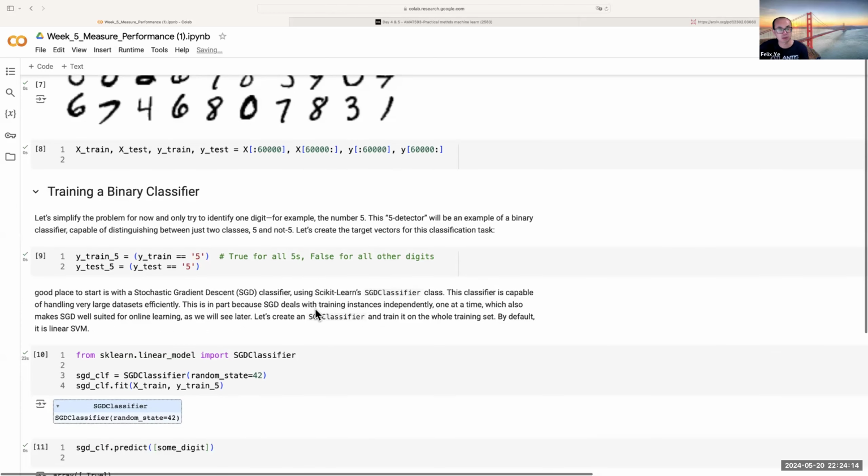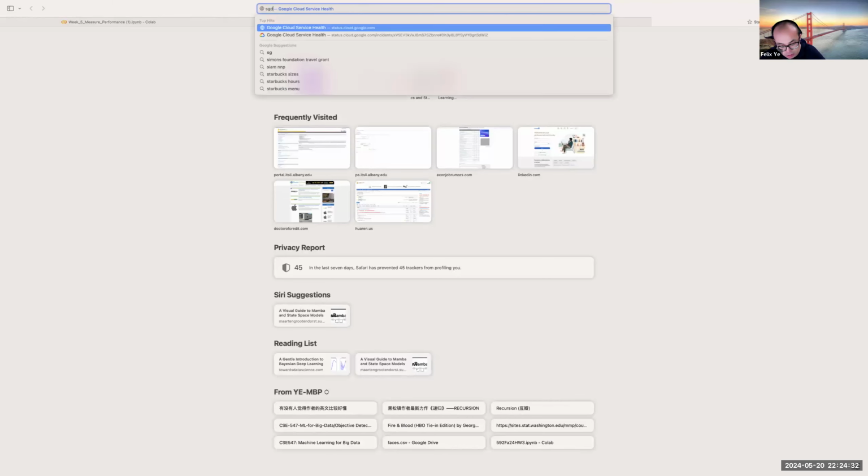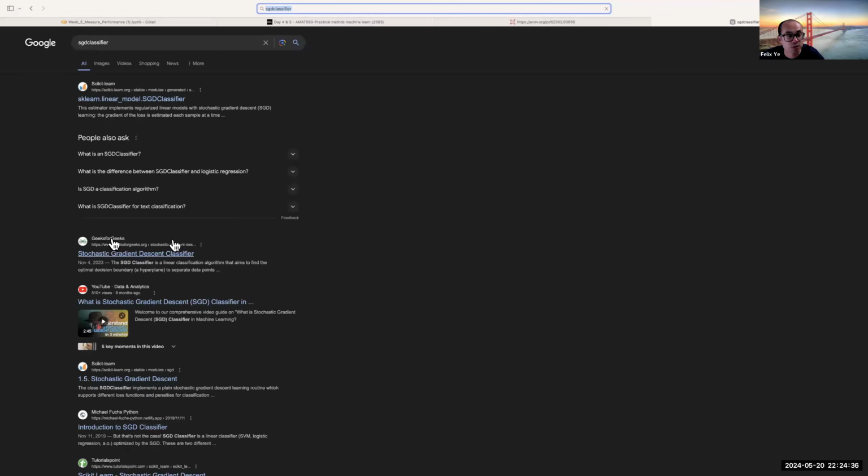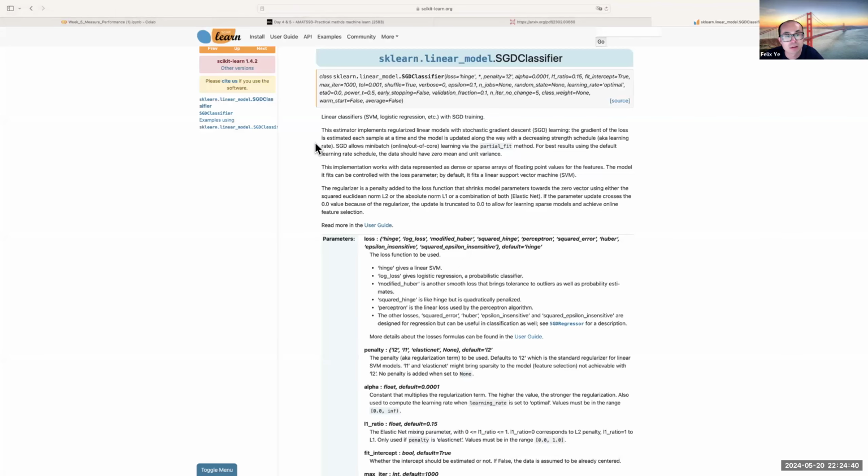So this is a really good starting point for using the stochastic gradient descent classifier. It's basically called SGD classifier. You can think of it as a logistic regression. You can have a look at that. What is this precisely, and what kind of method is it?